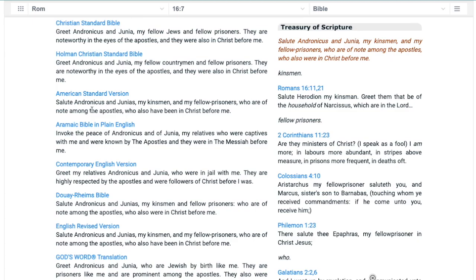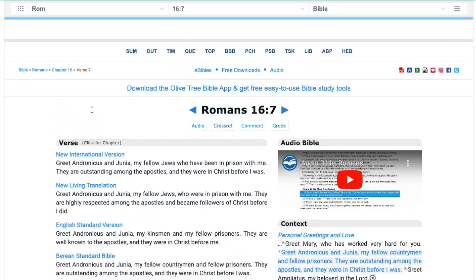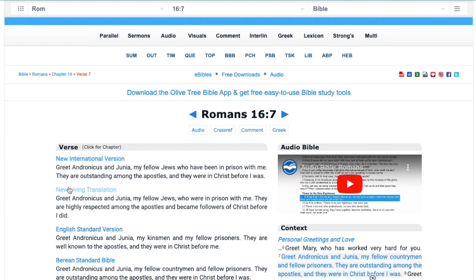So let's do a couple more. Let's look at the New International Version. That's right over here at the top. Greet Andronicus and Junia, my fellow Jews, who have been in prison with me. They are outstanding among the apostles, and they were in Christ before I was. So the New International Version, which is the dynamic equivalent, gets it right. It translates the Greek word for word, both in names and in function, okay?